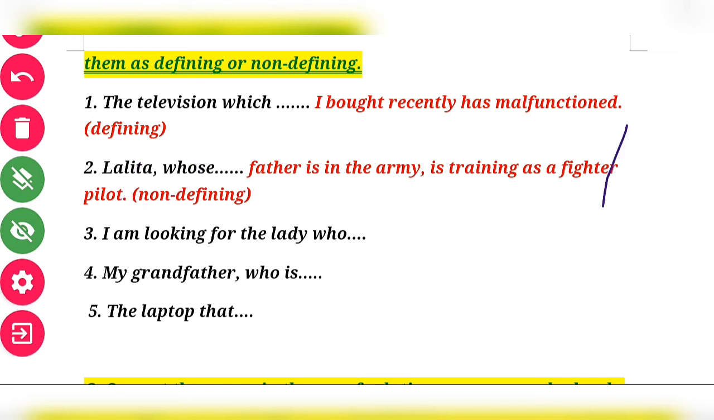Okay. Now the next is, I am looking for the lady who. After who, what can be used? You will do it on your own. My grandfather, who is, do it on your own, the laptop. So after that, what is to be used? On the basis of the explanation, please use it.